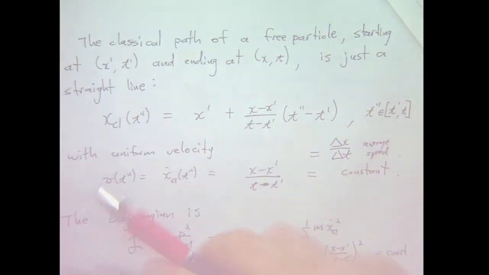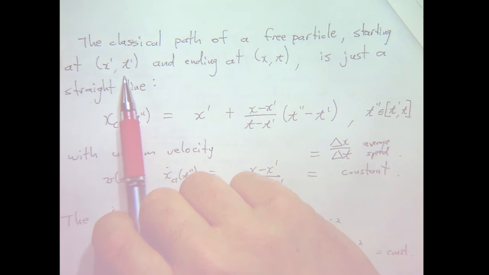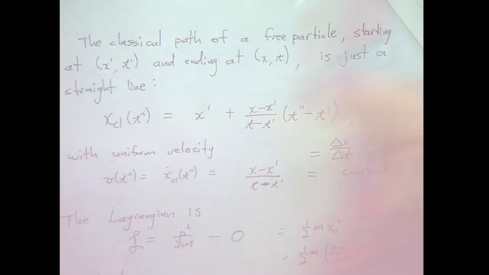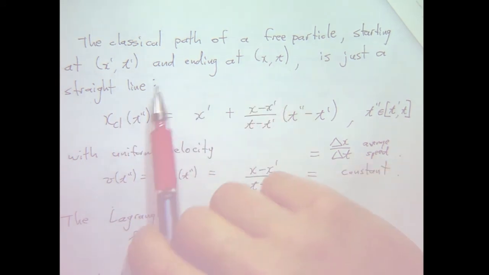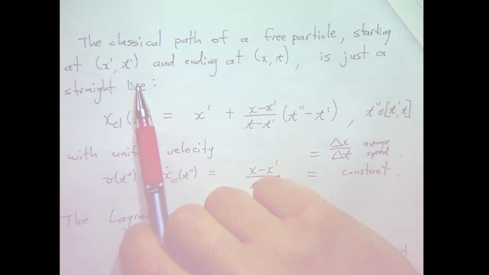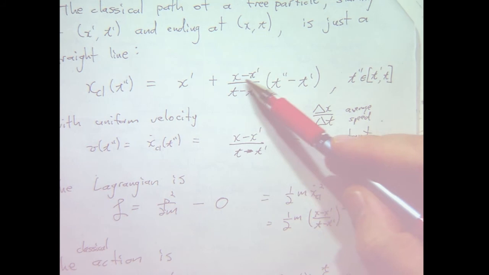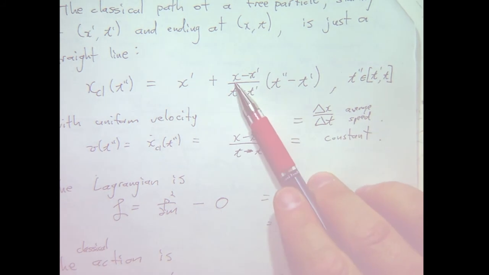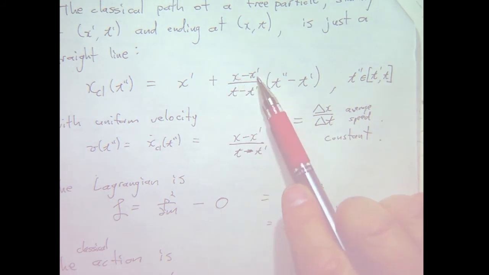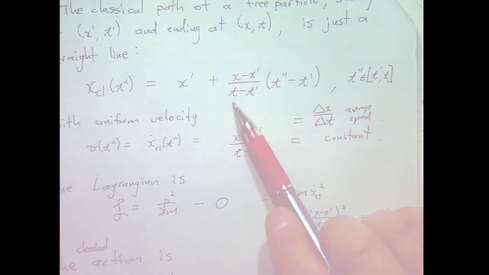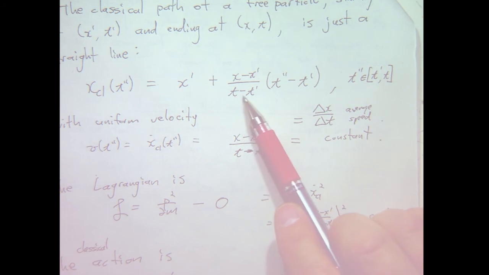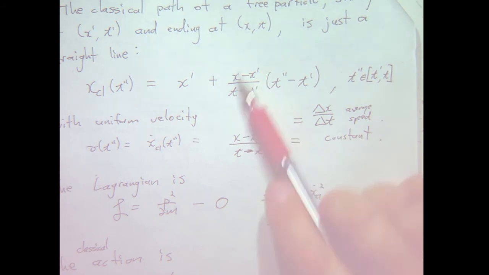Now the classical path of a free particle starting at this initial point and ending at x of t is just a straight line. It starts at that point and ends at that point, and the slope of the straight line is just the average velocity. So it's the final x minus the initial x, divided by the final t minus the initial t. This is the slope in space-time.